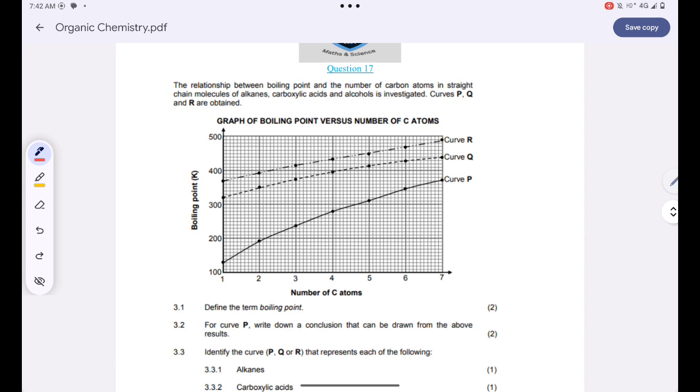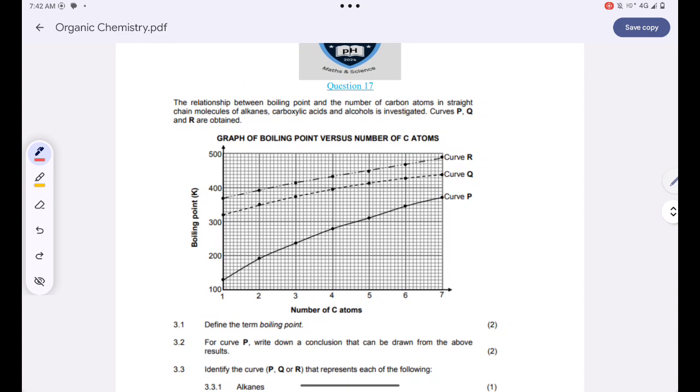The relationship between boiling point and the number of carbon atoms in straight chain molecules of alkanes, carboxylic acids, and alcohols is investigated. Curves P, Q, and R are obtained. Okay, we are dealing with alkanes, carboxylic acids, and alcohols. I know that my alkanes will have the lowest boiling point between the three organic compounds. Are we together? Why am I saying that?